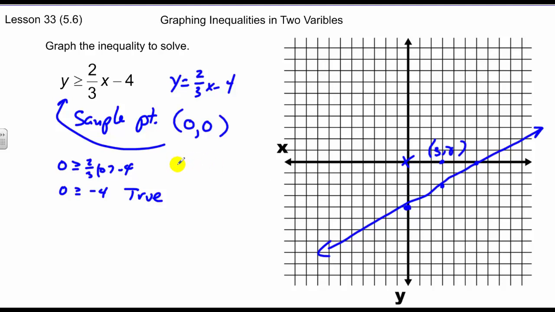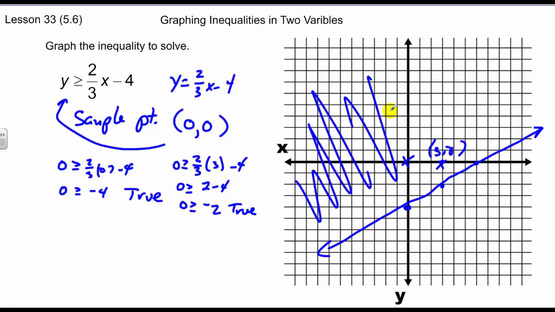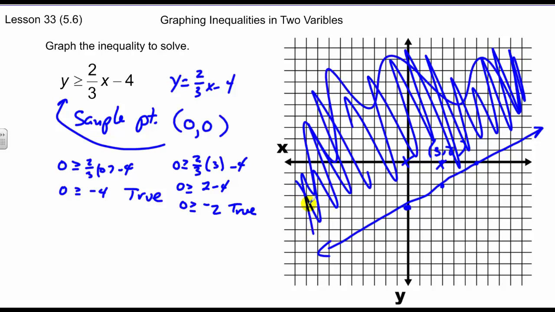It should. I get 0 greater than or equal to 2/3 times 3 minus 4. 0 greater than or equal to, that's 2 minus 4, so 0 is greater than or equal to negative 2. That's a true statement as well. So here's two sample points whose values are in the solution set, so all the values in this region are in the solution set. So basically what I do is I shade this entire region. And this is the graph of the solution set of the inequality y is greater than or equal to 2/3 x minus 4.